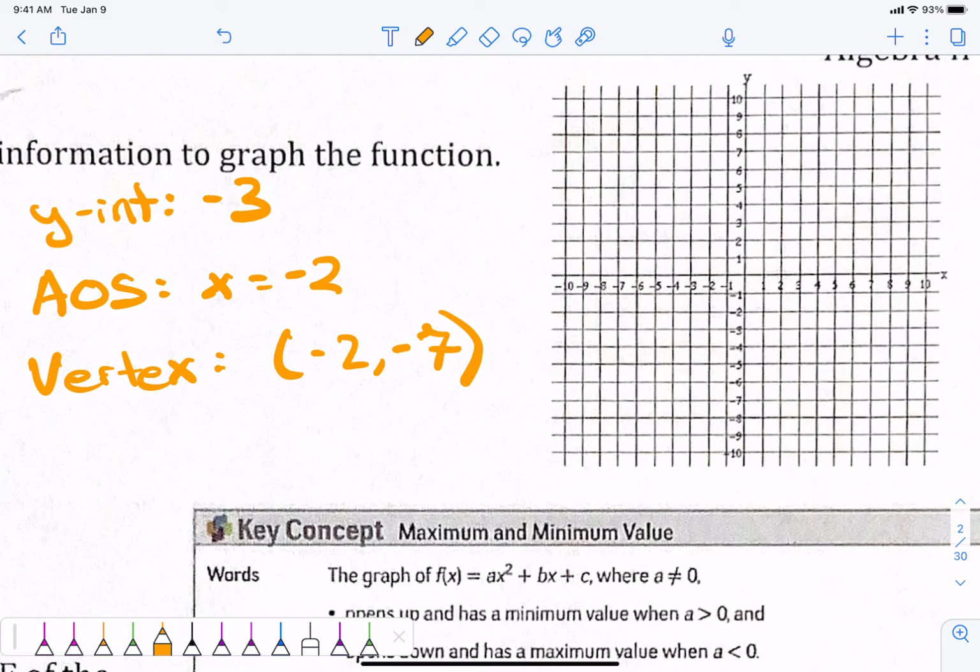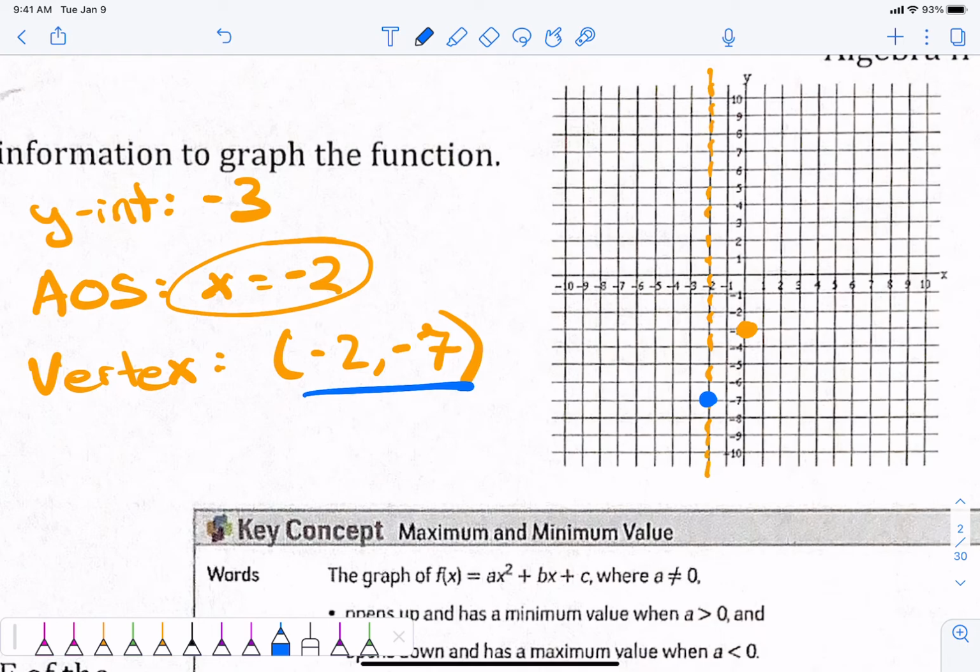Okay, for the y-intercept, that means he's intersecting the y-axis at -3. So there he is, right there. The axis of symmetry, x equals -2, is that dotted line that goes up and down, but we're at -2 on the x. So here is your AOS. And then the last thing is that the vertex is at -2, -7, right there. Okay? So this is the information that I have now.